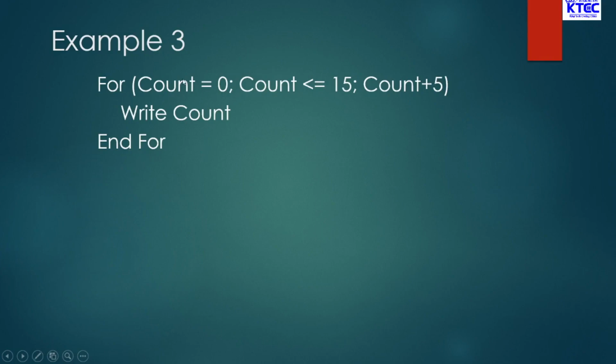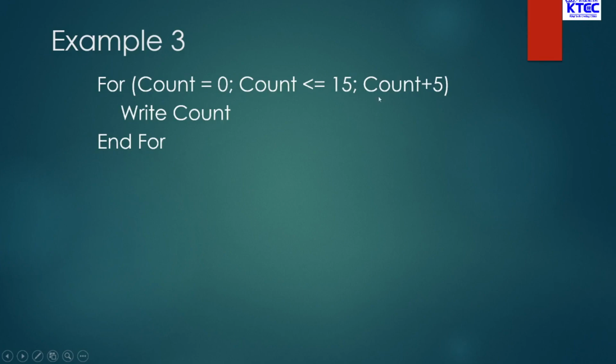Let me start over again so that you understand me better. Initially, we set the count to be equal to 0. Then we say the count should be less than or equal to 15. So this is our test condition, and this is our counter variable. So we write count. In the first iteration, it will write 0. Then after writing the 0, it will iterate.